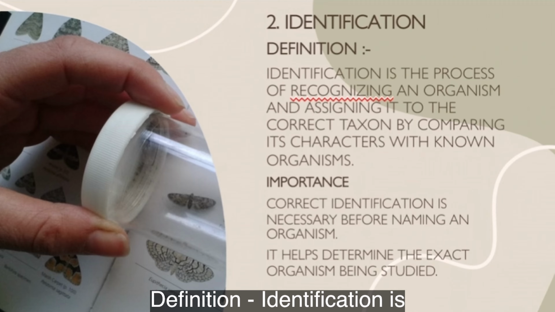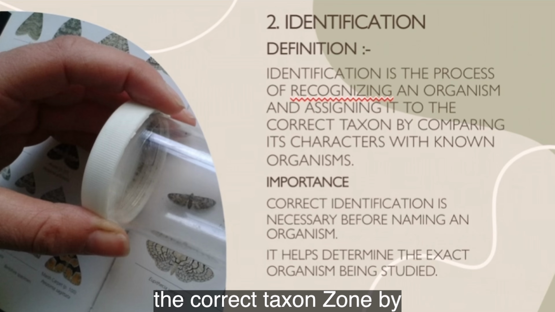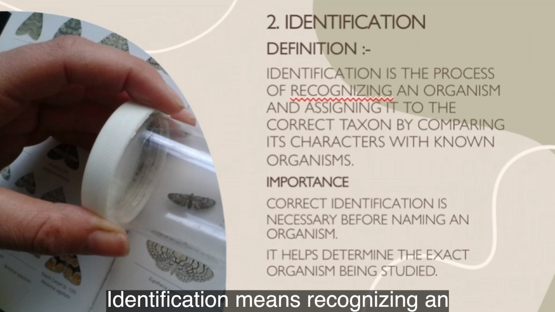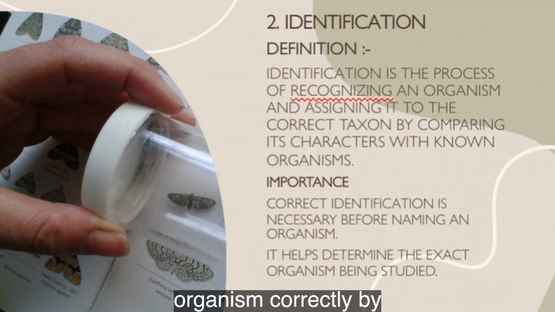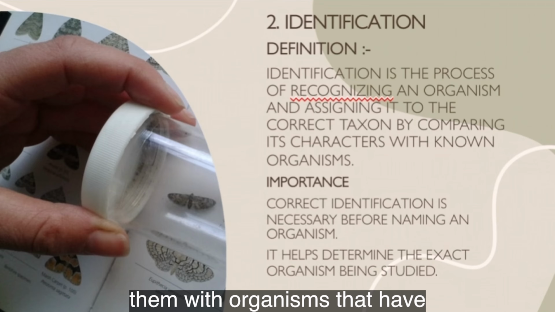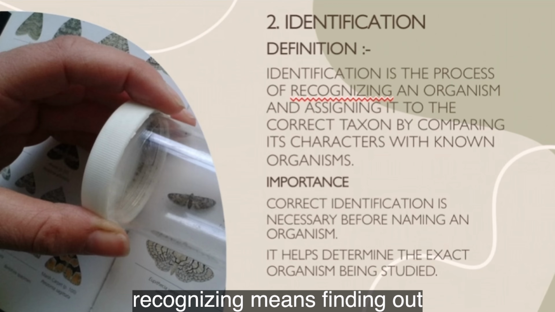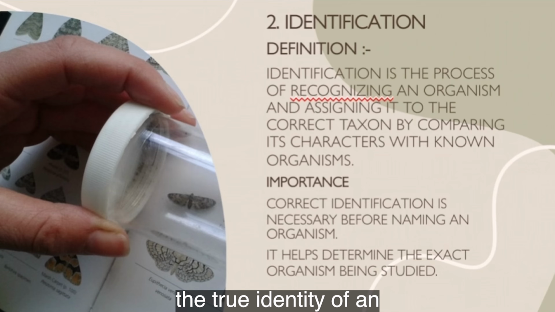Definition: identification is the process of recognizing an organism and assigning it to the correct taxon by comparing its characters with known organisms. Identification means recognizing an organism correctly by carefully observing its characteristics and comparing them with organisms that have already been described by scientists. The word recognizing means finding out the true identity of an organism.